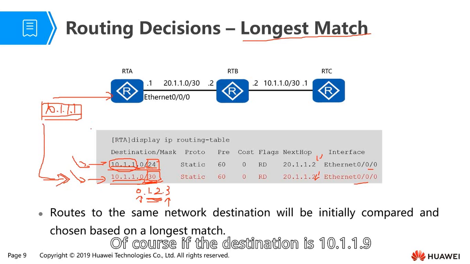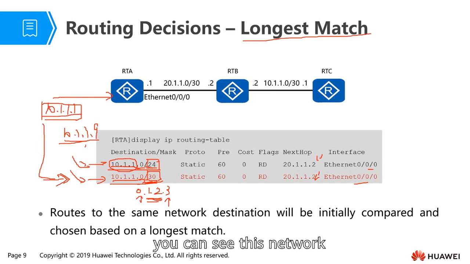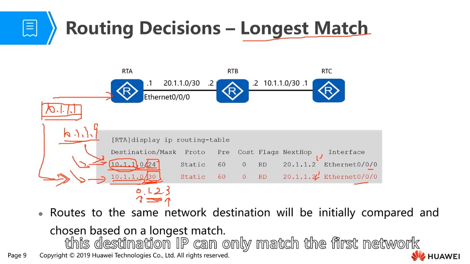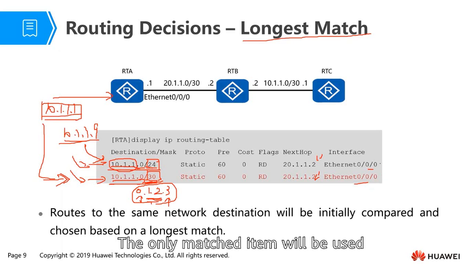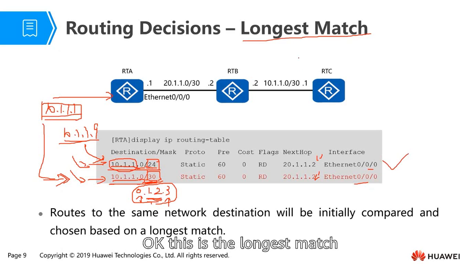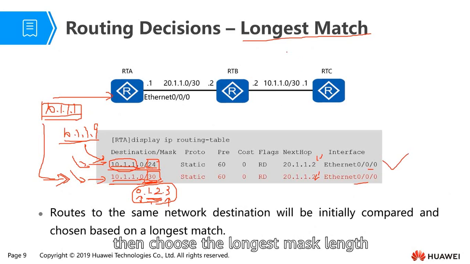Of course, if the destination is 10.1.1, for example 9, then when you match these two items, you can see this destination IP can only match the first network. The second cannot match. This second only contains these 4 IP addresses. So the only matched item will be used. Okay, this is the longest match. If more than one item matches in the routing table, then choose the longest mask length. This is the route decision.